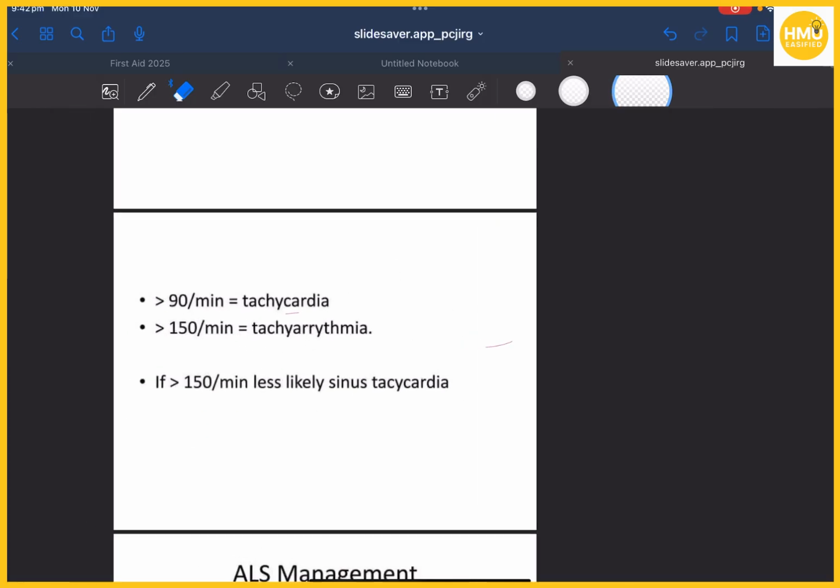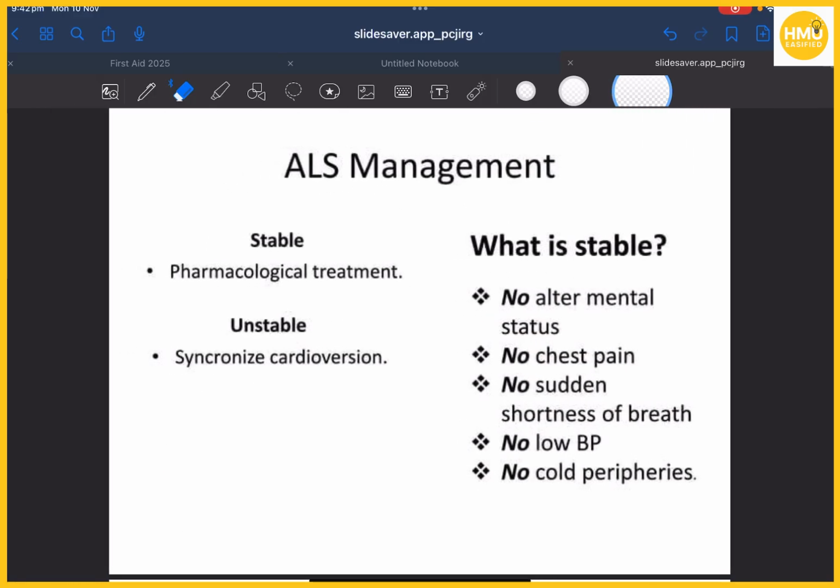Okay, let's go with ALS management, and I'm gonna explain what the tachyarrhythmia is, then the management. But you should know that the first thing when the patient comes, you start with ABC, blah blah blah, whatever: airway, breathing, circulation. Also here it very much matters because you're dealing with an organ such as the heart, so you need to obviously assess if it's stable or not before anything else.